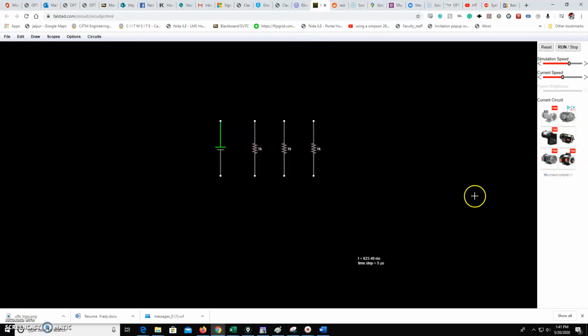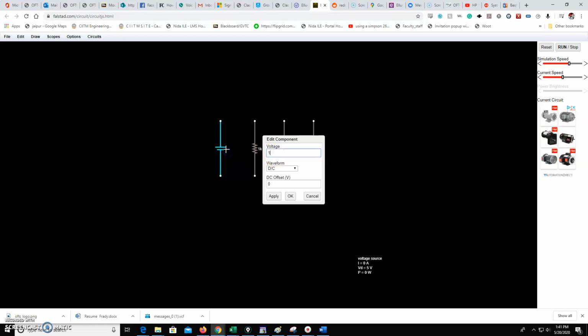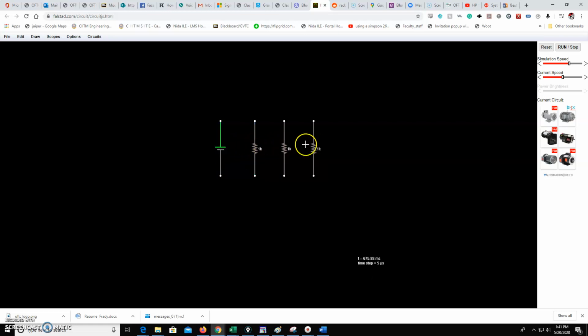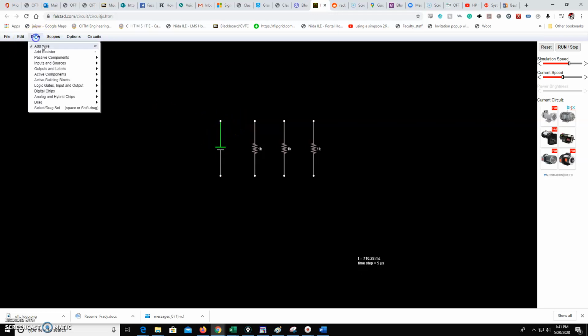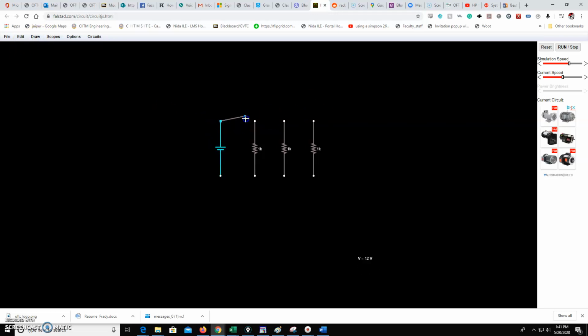Alright, let's do some parallels. We're going to make it a 12 volt source here, and I've got 1K, 1K, and 1K resistors. Now when I hook these up, I've got to make sure I connect the dots, because if I just go straight across, I'm not really connecting those first two. So I've got to connect the first, then the second, then the third.